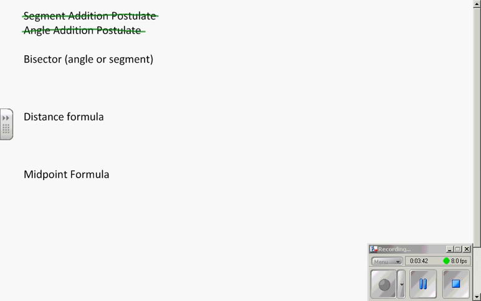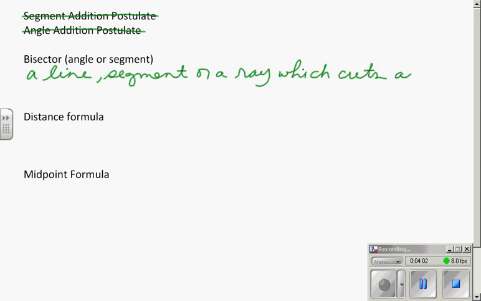Cross off segment addition postulate and angle addition postulate. That's just another way to say parts to whole, and we're going to use parts to whole. Bisector does exactly like it says. It is a line, a segment, or a ray which cuts an angle or segment equally in half. This is a very useful theorem.